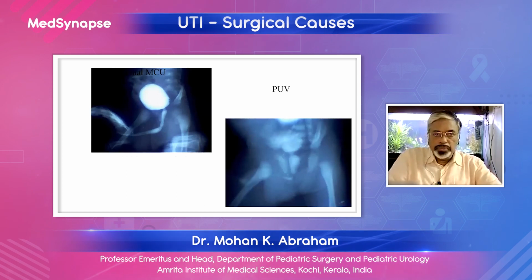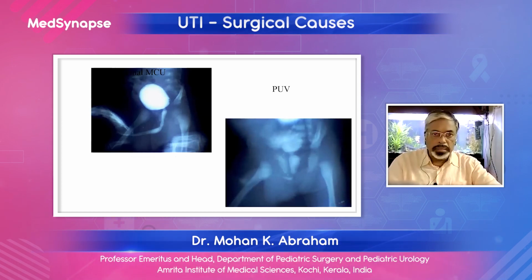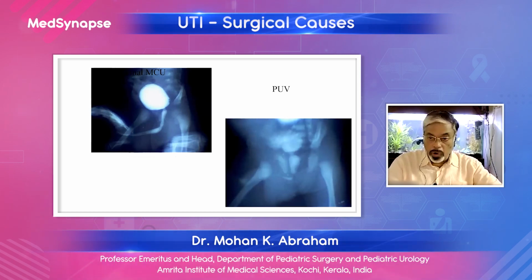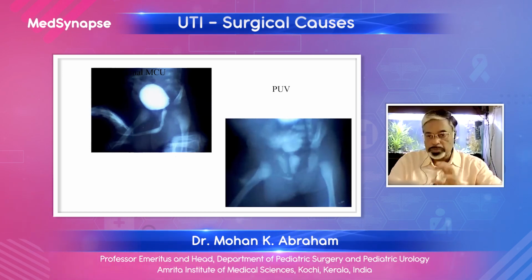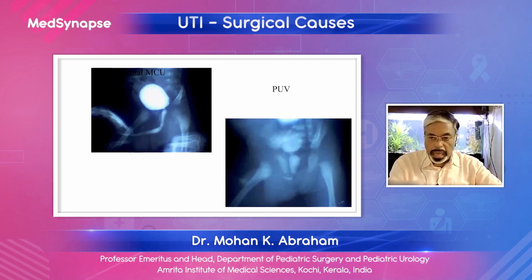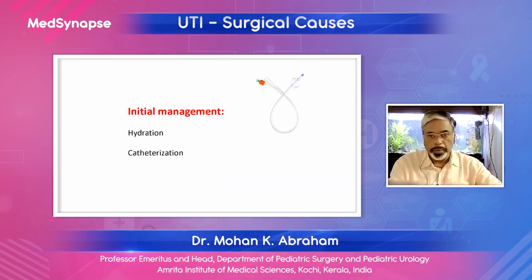Now you look at this MCU, the one on the top is a normal MCU. You can see the posterior urethra there, you can see the nice contour of the bladder. Whereas if you look at the one below, you see the dilated posterior urethra with a cutoff, and also there is a high pressure bladder with multiple diverticuli, a small capacity bladder with multiple diverticuli. So this is a scenario, and this is what is causing the problem.